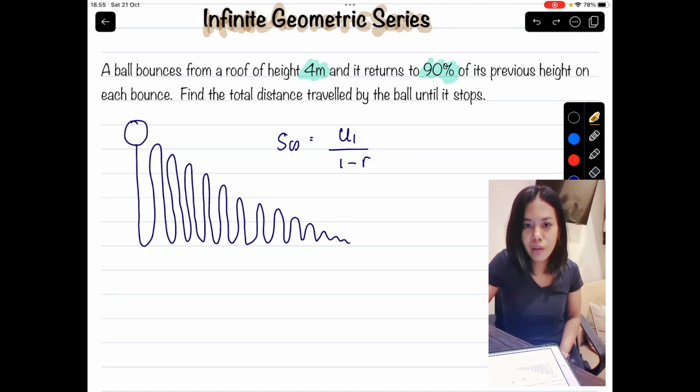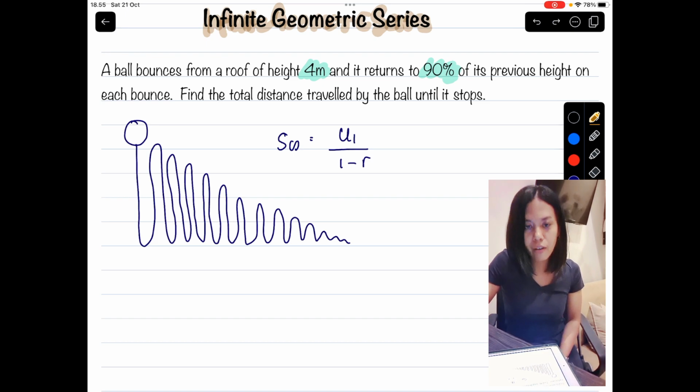Okay everyone, today we're going to be learning about the application of infinite geometric series. Okay, let's start. So a ball bounces from a roof of height 4 meters and it returns to 90% of its previous height on each bounce. Find the total distance traveled by the ball until it stops.